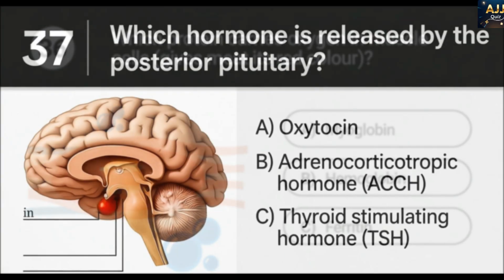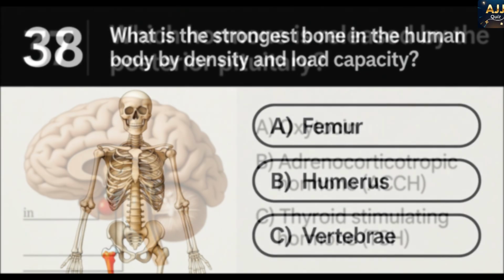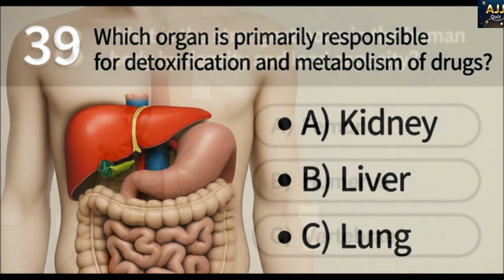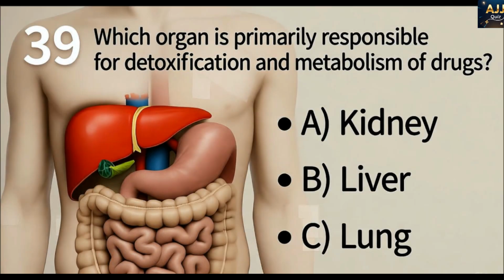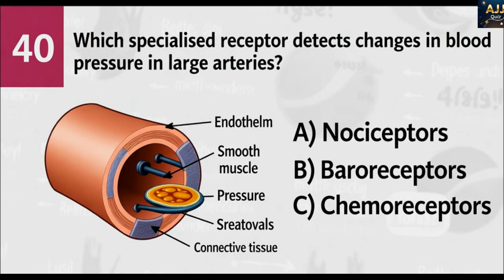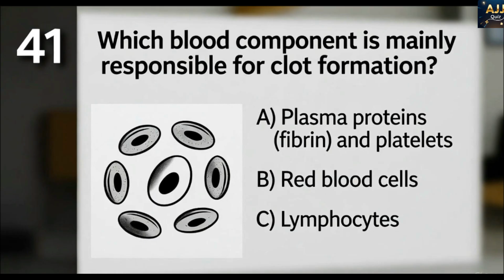Myoglobin. Which hormone is released by the posterior pituitary? Oxytocin. What is the strongest bone in the human body by density and load capacity? The femur. Which organ is primarily responsible for detoxification and metabolism of drugs? Liver. Which specialized receptor detects change in blood pressure in large arteries? The baroreceptor.